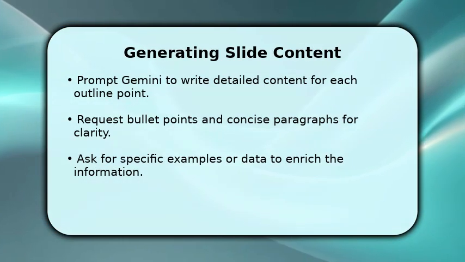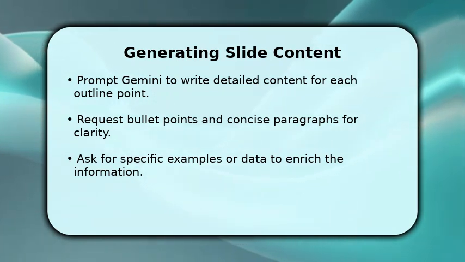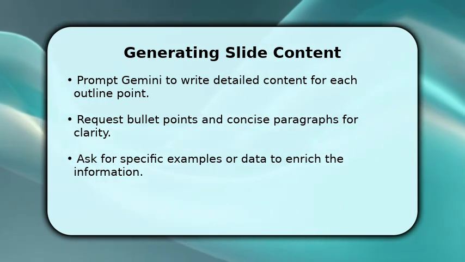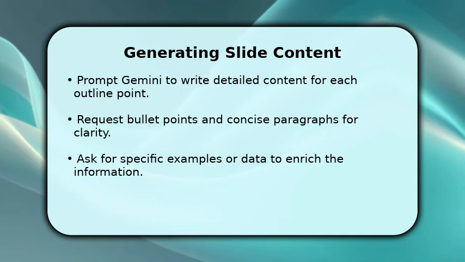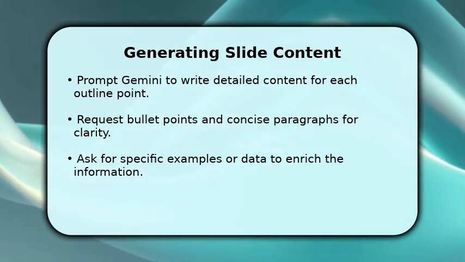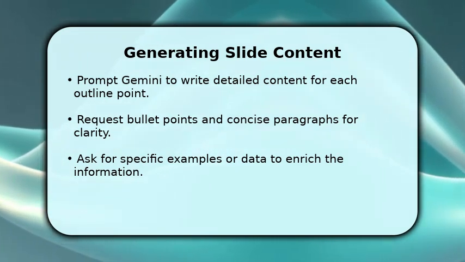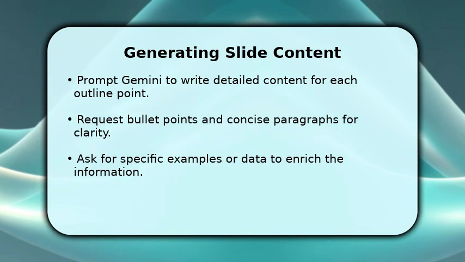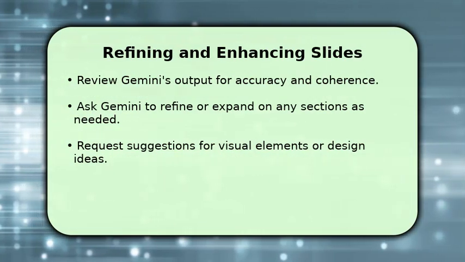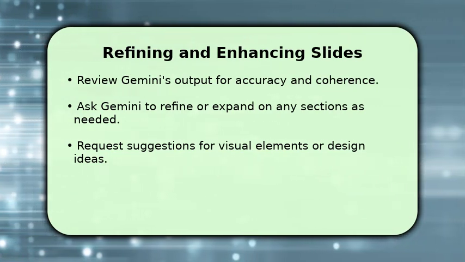Once you have your outline, prompt Gemini to generate the actual content for each slide. Be specific about the format you prefer, such as bullet points for key takeaways and short, concise paragraphs for explanations. Don't hesitate to ask for specific examples, statistics, or relevant data to make your slides more informative and engaging for your audience. After receiving the content, carefully review Gemini's output for accuracy, clarity, and overall coherence.